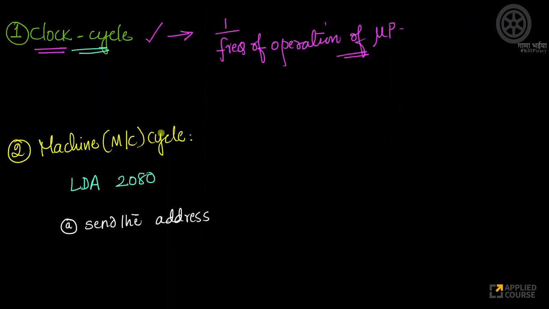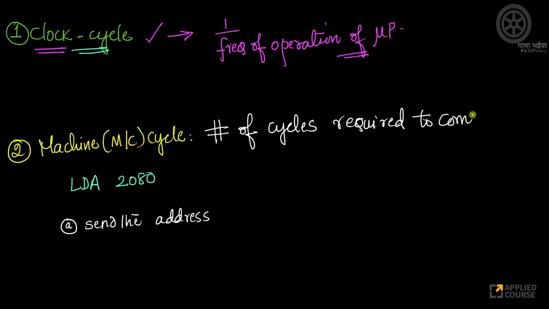There is also a concept called machine cycle. Okay, let me explain this. Machine cycle in a nutshell is the number of clock cycles. Again, we'll use the word cycles to represent clock cycles. So a machine cycle is basically the number of cycles required to complete an operation.